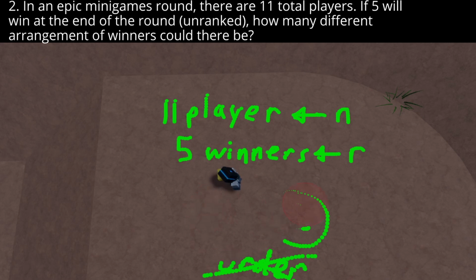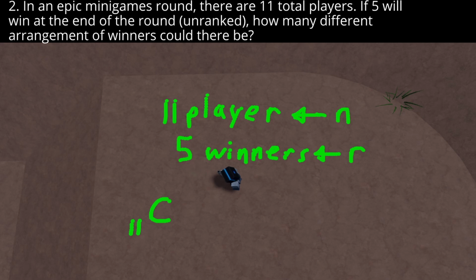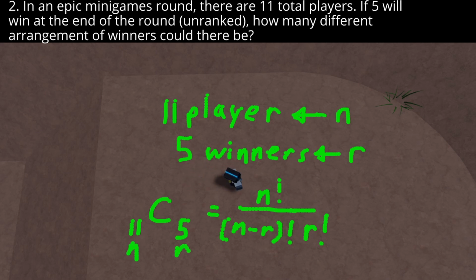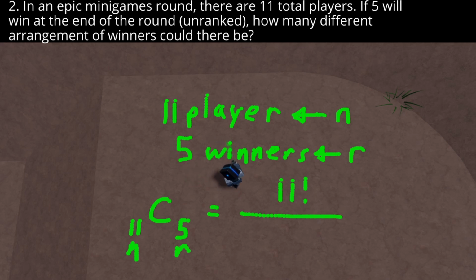So let's write the appropriate expression for the combination. For a combination, you write 11 C 5, and this is equal to, remember, the formula for a combination is n factorial over n minus r factorial times r factorial. So let's just plug in n and r. This will be 11 factorial on the top divided by 11 minus 5 factorial on the bottom, and then times 5 factorial. Now, we know that 11 minus 5 factorial is just 6 factorial.